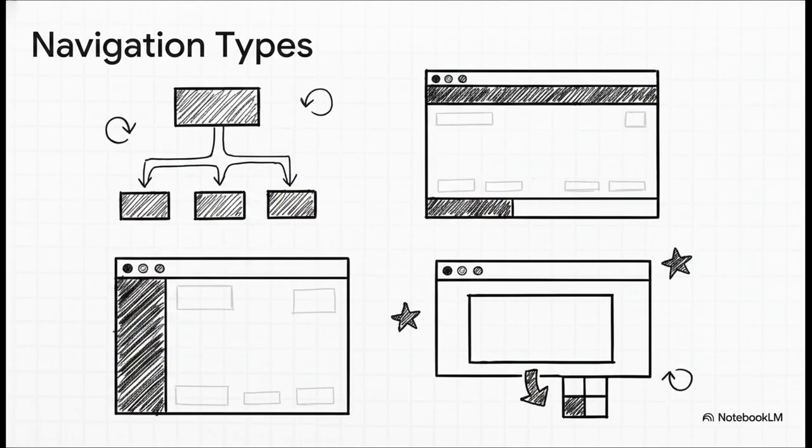First is hierarchical navigation. This is your classic top-down parent-to-child folder setup. Think of those hover drop-downs you see on mega menus. Next is global or site-wide navigation.